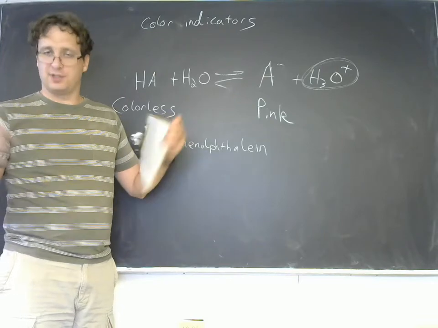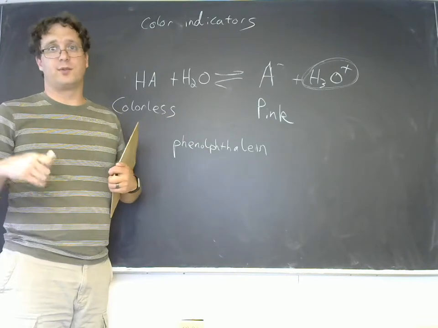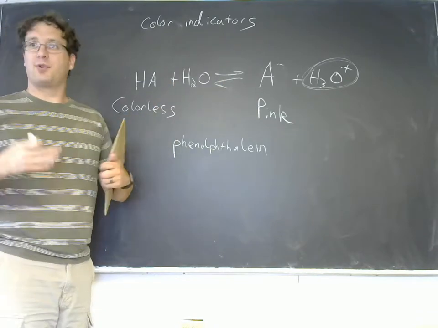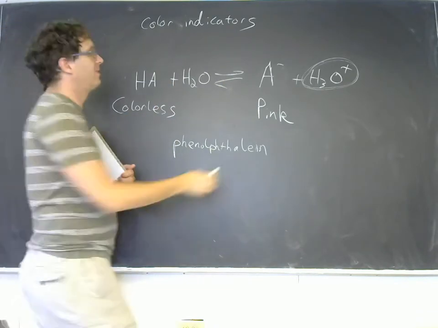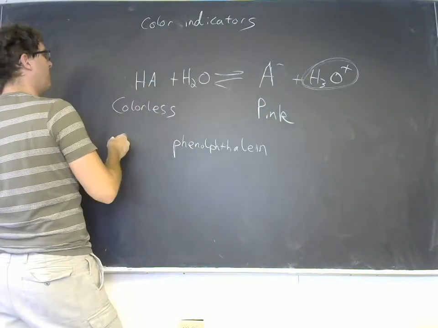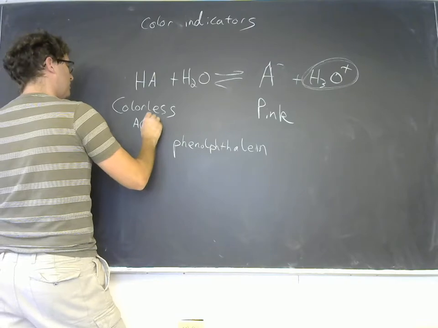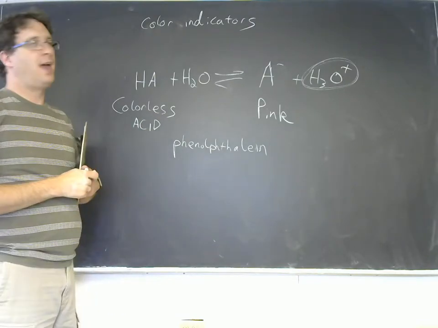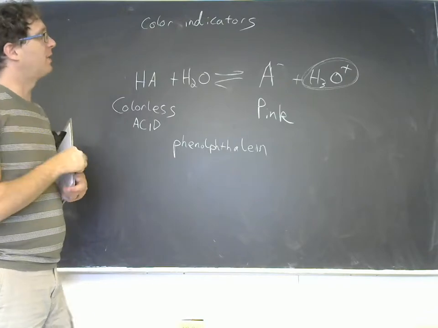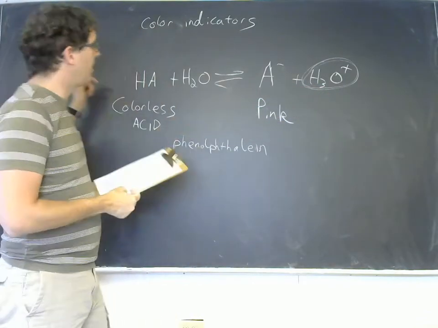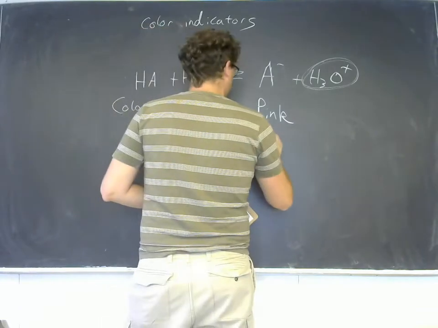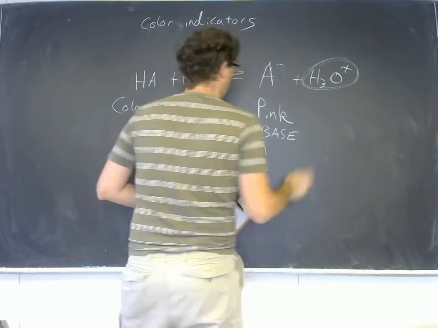We don't need to actually do any of those calculations. We can just talk about this qualitatively in terms of Le Chatelier's principle. If I have this system in the presence of a highly concentrated acid, then there will be a lot of H3O plus, and that means this will be driven far to the left, and so it will be colorless under acidic conditions. And if I have phenolphthalein in a solution which is basic, which has a very low concentration of H3O plus, then via Le Chatelier's principle, that will drive this equation toward the right, toward this basic form, and it will turn pink.